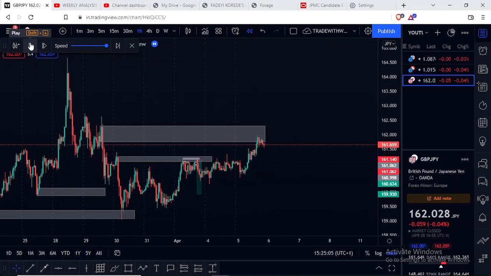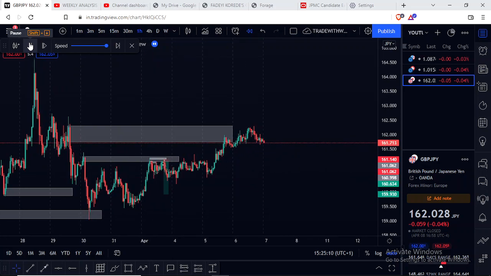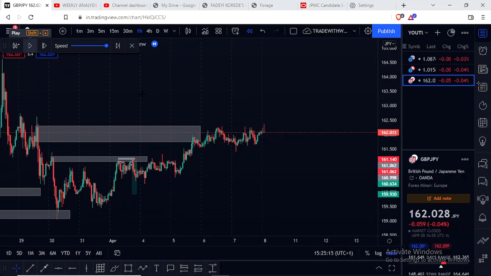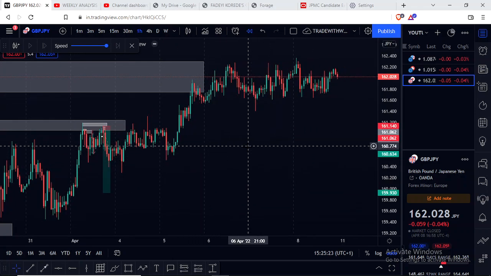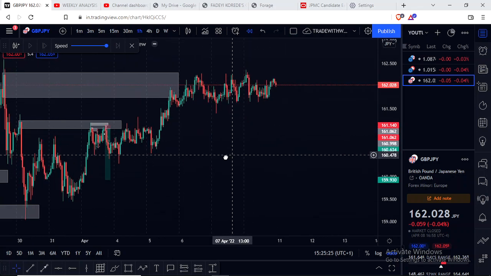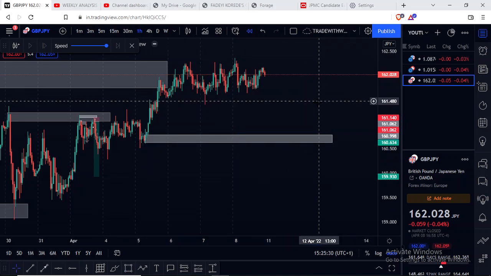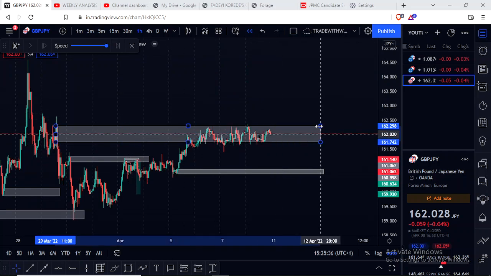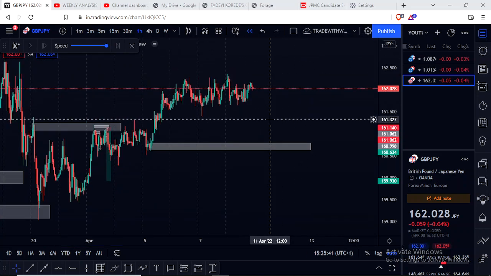Okay, it was ranging, tapped into that zone now. Did a lot of range, has been ranging. So from what I can see here, that's all. From my point of view, I can see that GJ has been ranging throughout the whole week from this supply zone here. So let me just delete that since the supply zone is not holding it.